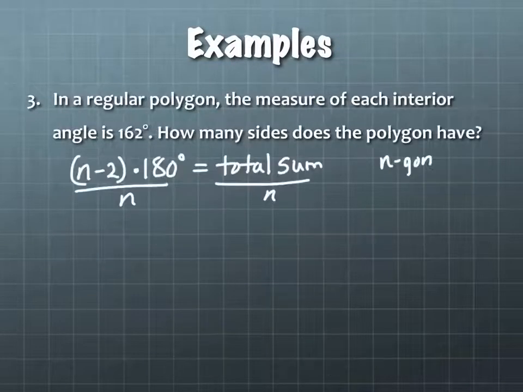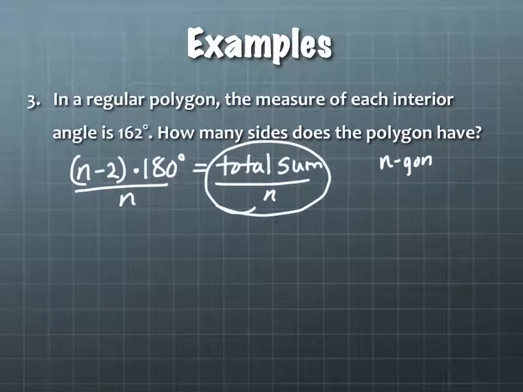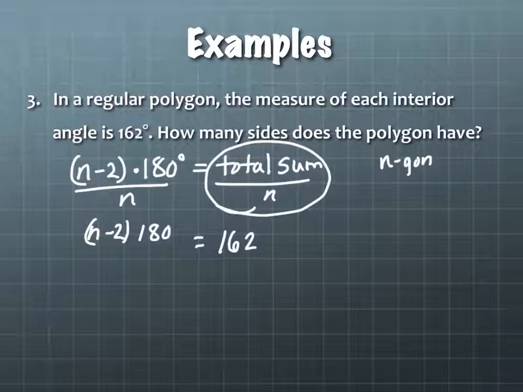Now, what we know on this problem is that the total sum divided by n is supposed to be what? 162. So this is 162. So we've got a little bit of algebra to do here. What would I need to do to solve this for n?